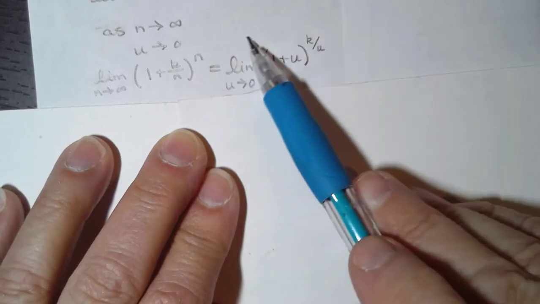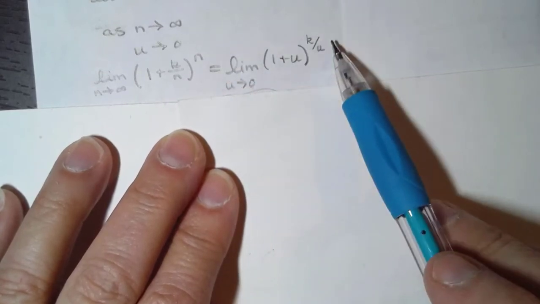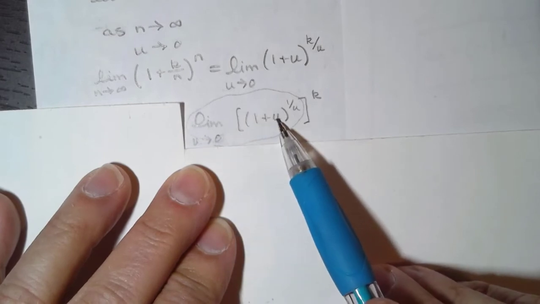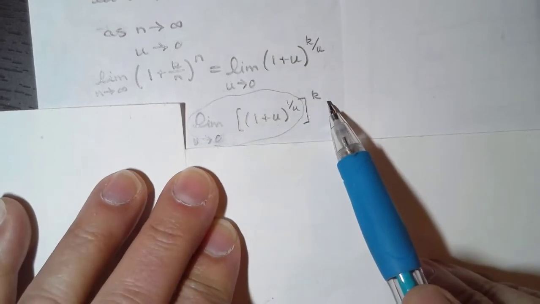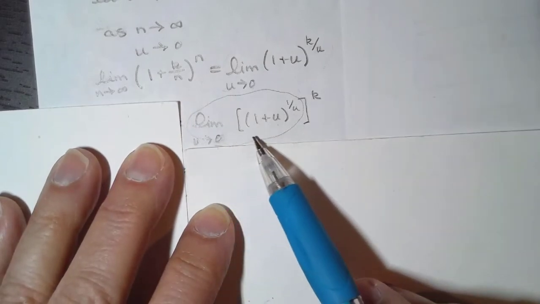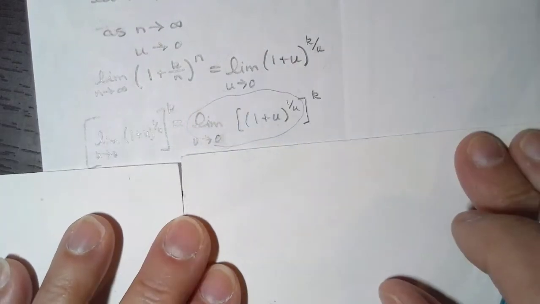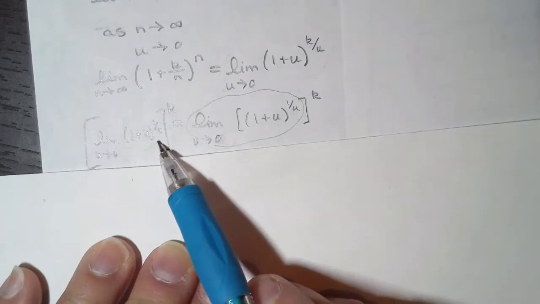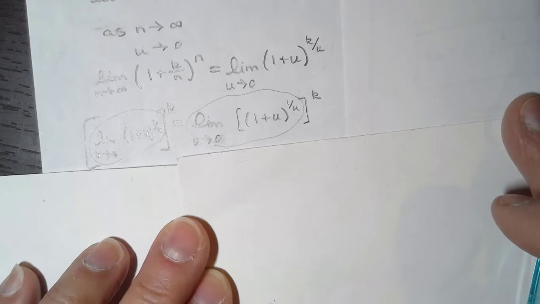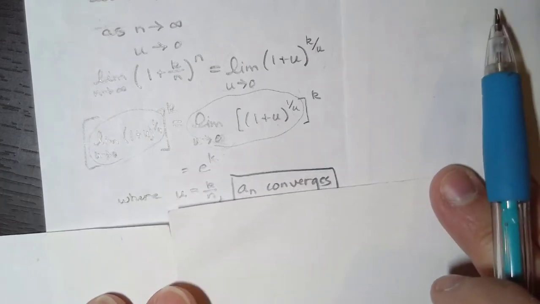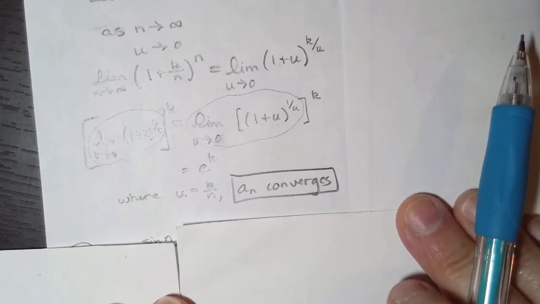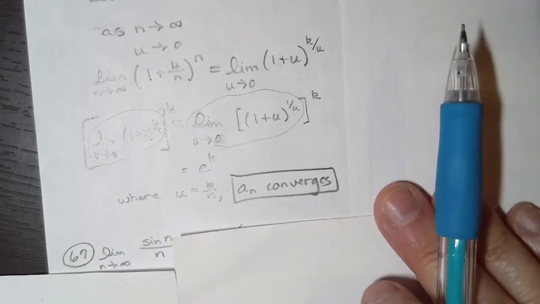So this expression right here will become the limit as u goes to 0 of (1 + u) to the 1/u, all raised to the k power. And let us remember our limit rules. I can take the limit of this expression and raise it to the k power. Well, this right here, you need to recognize is a form of e. So we're looking at e to the k. So when u is k over n, a_n, or my sequence, converges.